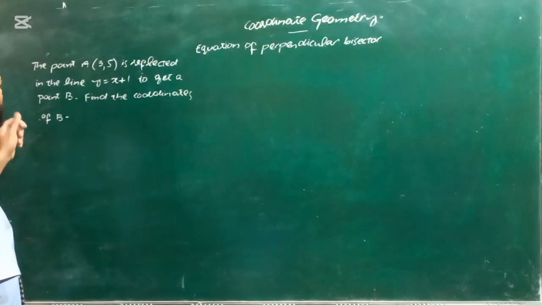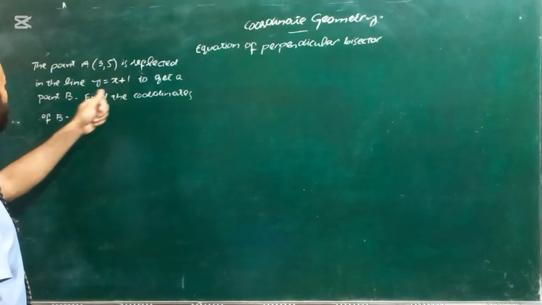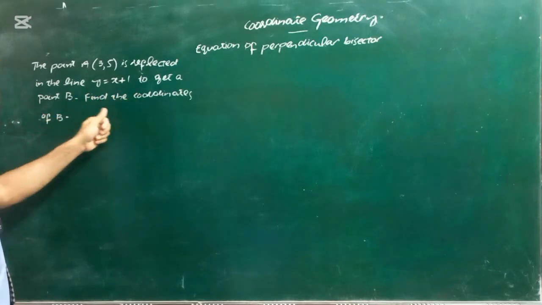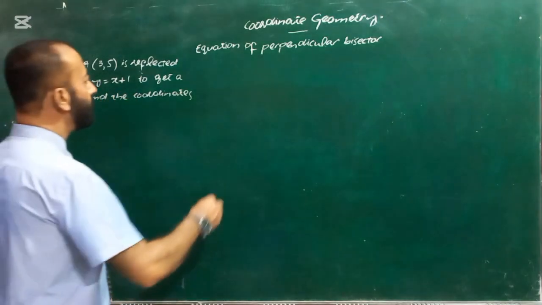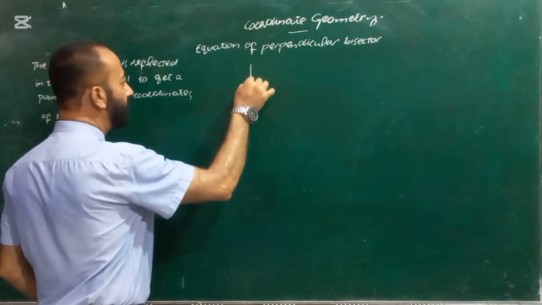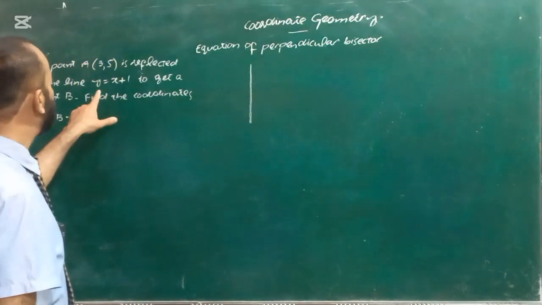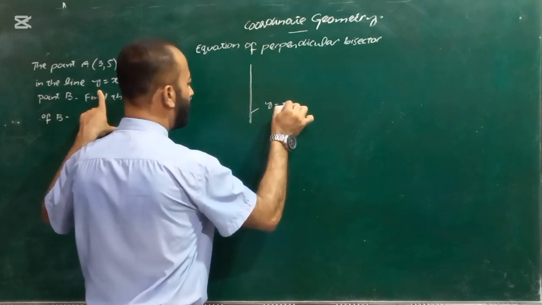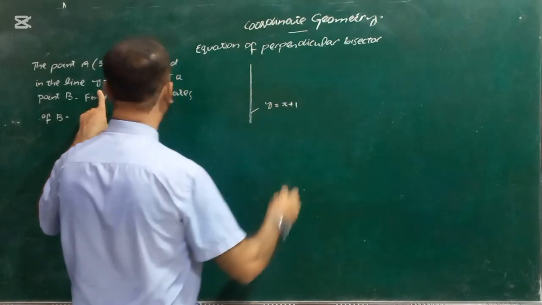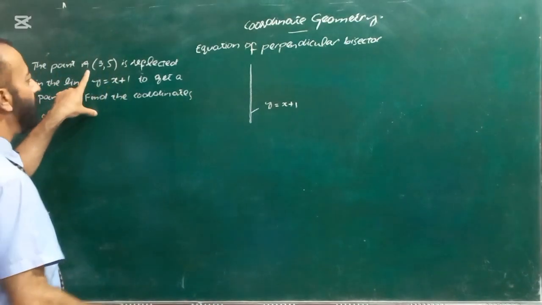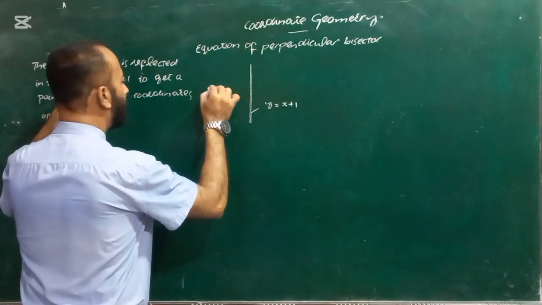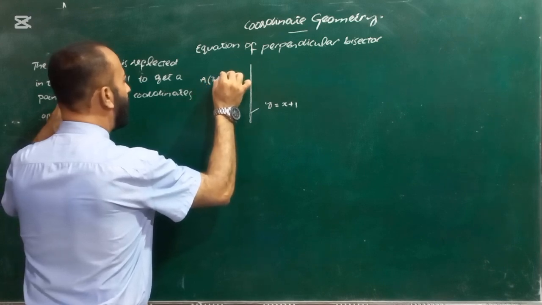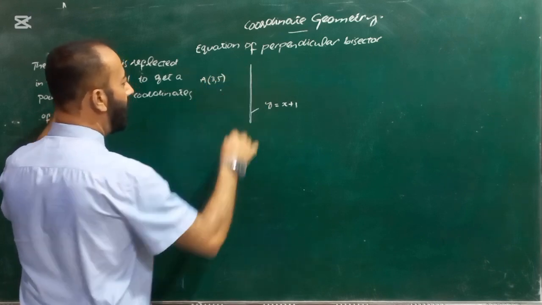Here is another question. The point A (3, 5) is reflected in the line y equals x plus 1 to get a point B. Find the coordinates of B. So look now, here is the line, that is y equals x plus 1, and a point A (3, 5) is reflected in this line.